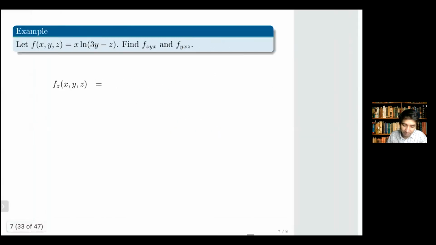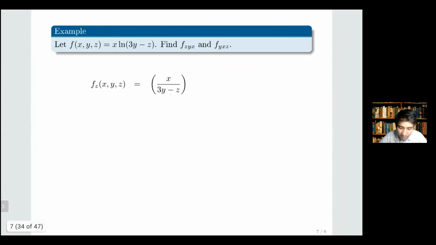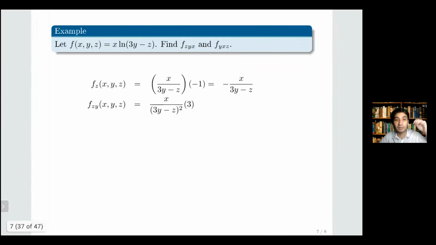Medyo nakakapagod. So derivative with respect to z. So that's going to be x over 3y minus z. Diba? Kasi ito constant, ito constant. So x over 3y minus z times derivative ng 3y minus z with respect to z. So that's negative 1. Okay. So negative x over 3y minus z. Tapos, paano pag dinifferentiate niyan with respect to y? Kasi yun yung next na. Pag dinifferentiate niyan with respect to y, ang lalabas ay 3x over 3y minus z squared. So, iwan ko na lang sa inyo. You can verify. Yan yung makuha yung derivative.